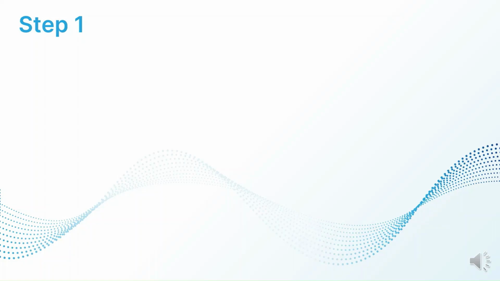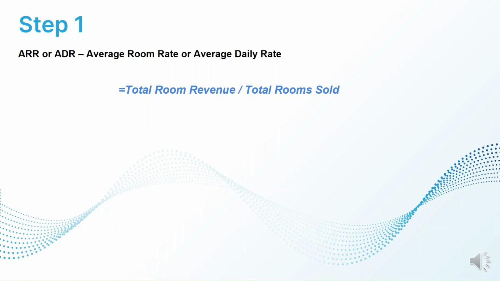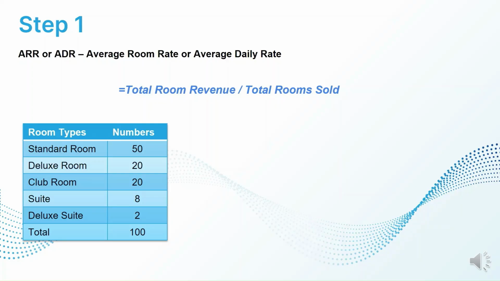Now, let's look at the second metric. We are talking about average room rate or average daily rate, abbreviated as ARR or ADR. So we're going to use ADR in our future conversations. The formula of calculating ADR is the total room revenue for a particular period divided by the number of rooms sold for the same period. Now let's take the example of the same hotel A.